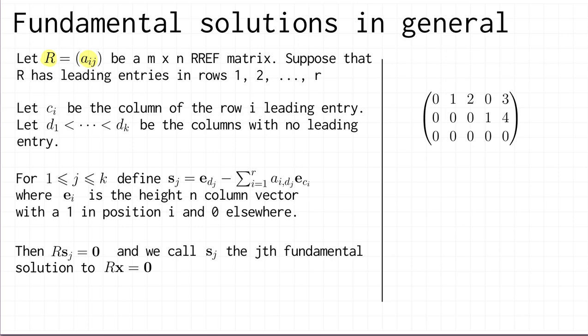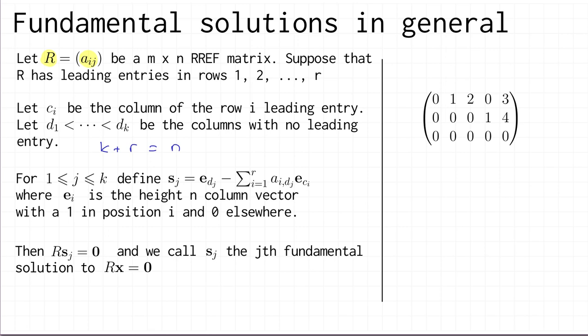And you should notice that in this case we must have that k plus r is equal to n, because every column either corresponds to a free parameter or a variable which is not a free parameter, and there are n columns. So between them, the free parameter columns, of which there are k, and the non-free parameter columns, of which there are r, must make up the total number of columns, which is n.